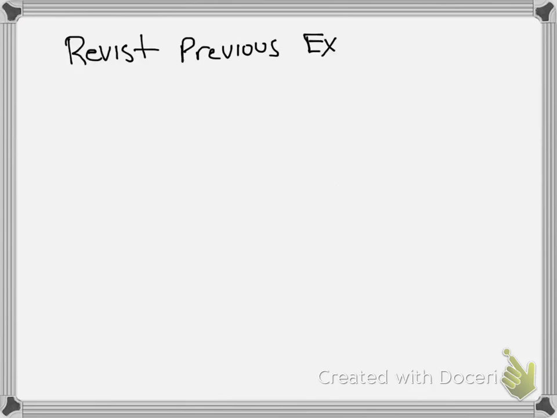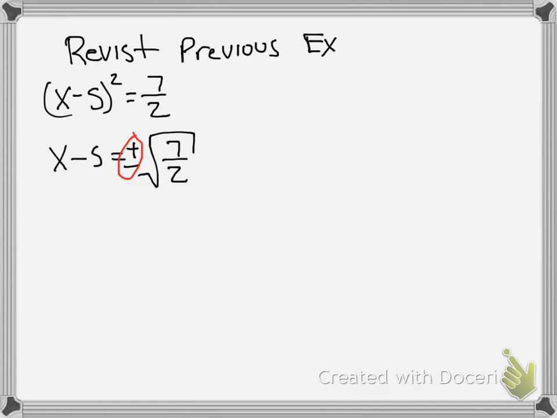Okay, so let's revisit that previous problem we were doing, and specifically, we'll jump to the point where we made a mistake here. So we had (x minus 5) squared equals 7/2. Now, when we take the square root of both sides, we have to make sure that we include the plus and the minus value here. Okay. And then we add 5 to both sides, so we've got 5 plus and minus square root of 7/2.